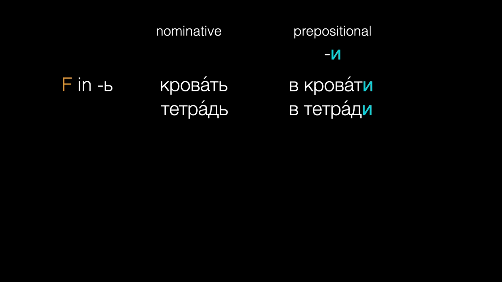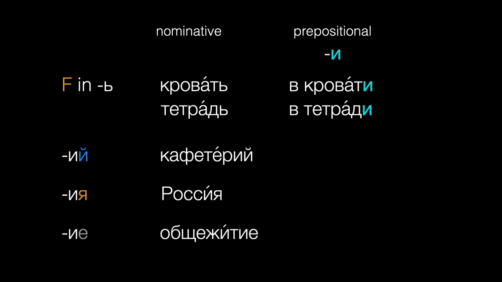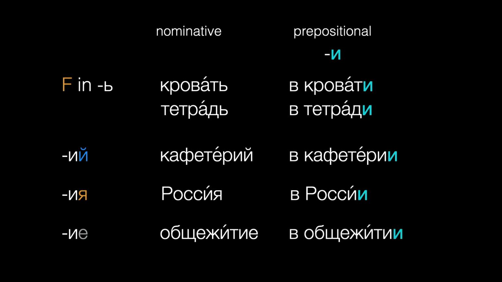And there's one more group. Some nouns have nominative forms that end in и краткое, и я, and и е. And all of these, regardless of gender, end in a double ee in the prepositional. Кафетерий, в кафетерии. Россия, в России. Общежитие, в общежитии. Happily, the prepositional plural is a lot simpler.